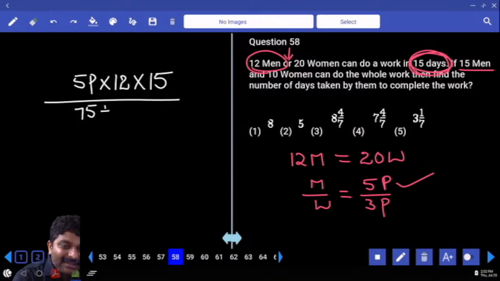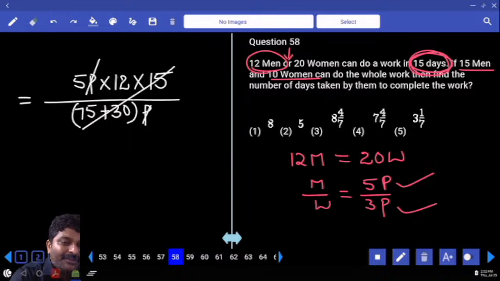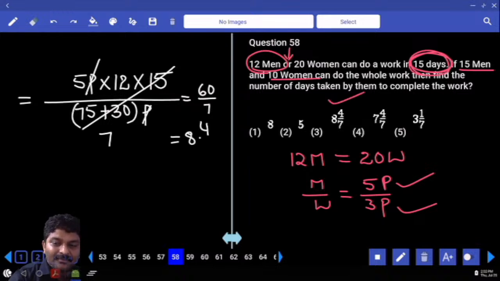15 men, 15 into 5, is 75 parts. And how many women started? 10 women. Each woman does 3 parts, so 10 women do 30 parts. So now they are doing this much work. Number of days taken to complete the work is, the common factor gets cancelled. 15 how many times? 7 times. This is 60 by 7 only. One option only: 4 by 7.